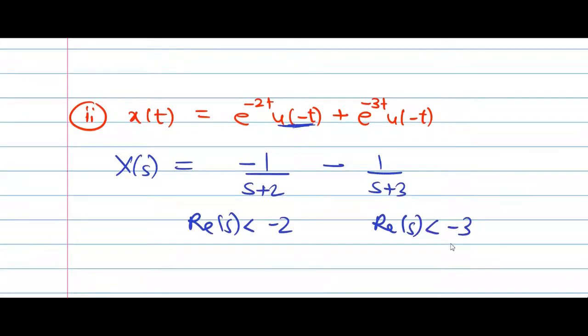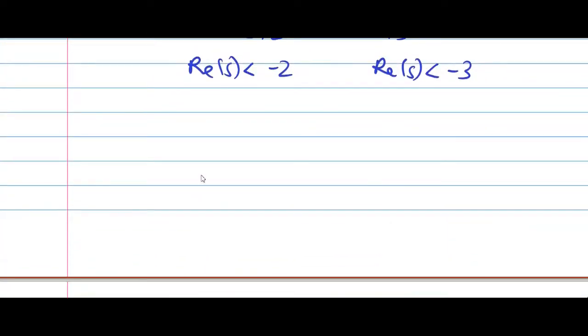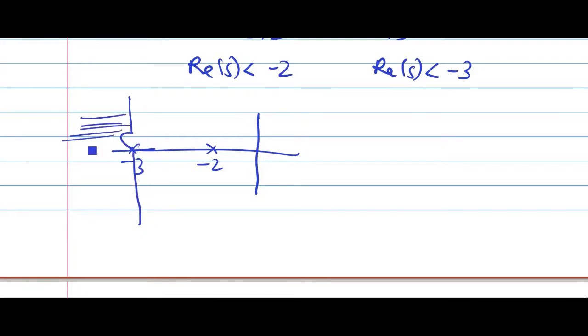Now what will be the common ROC? We have two poles. One pole is at -2, another pole is at -3. And the overall ROC is s less than -3. So this is common for both real of s less than -2 and real of s less than -3. This is the overall ROC for our signal.